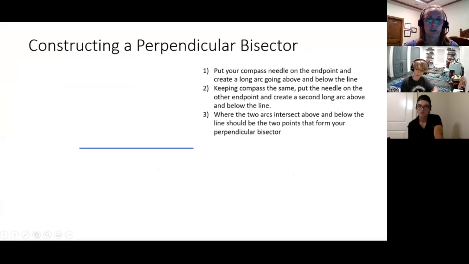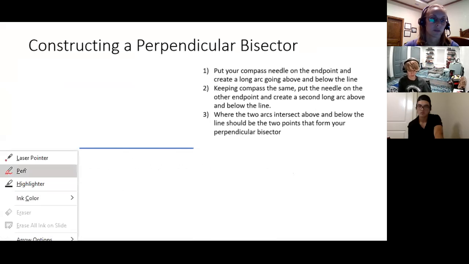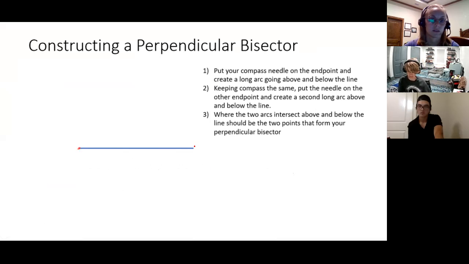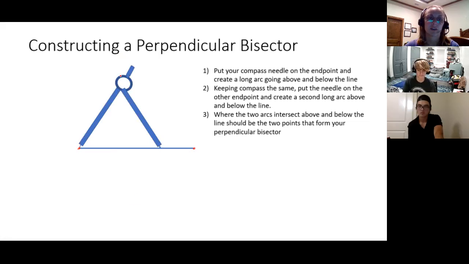Okay. So here we have a line segment. If you need to, you can mark the endpoints just a little bit more. You're going to put your compass needle on one of the endpoints and create a long arc going above and below the line. It needs to be more than halfway. So somewhere between halfway and the end, you're going to put your compass past the halfway and you're going to make a big arc that goes above and below it.